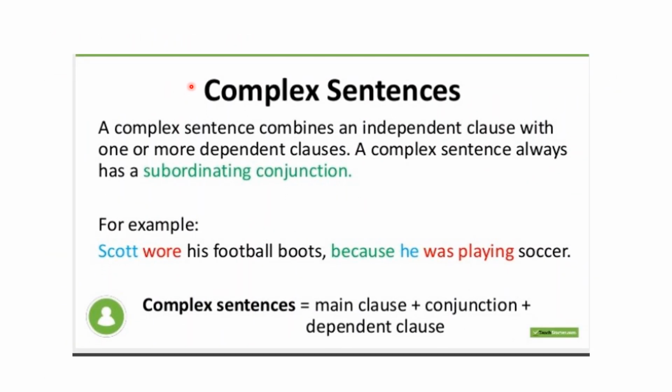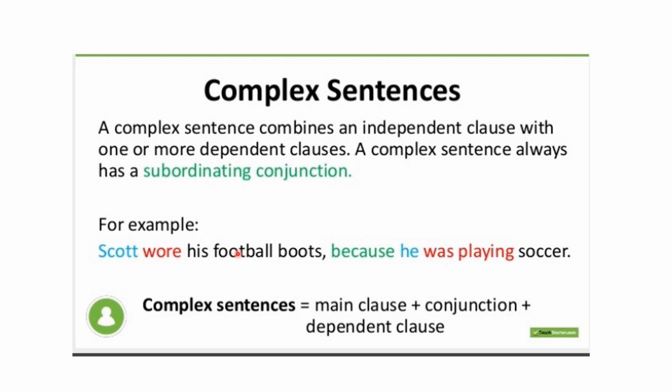Complex sentences. A complex sentence combines or joins an independent clause with one or more dependent clauses. A complex sentence always has a subordinating conjunction. Look at the following examples. Scott wore his football boots because he was playing soccer. This is a complex sentence.